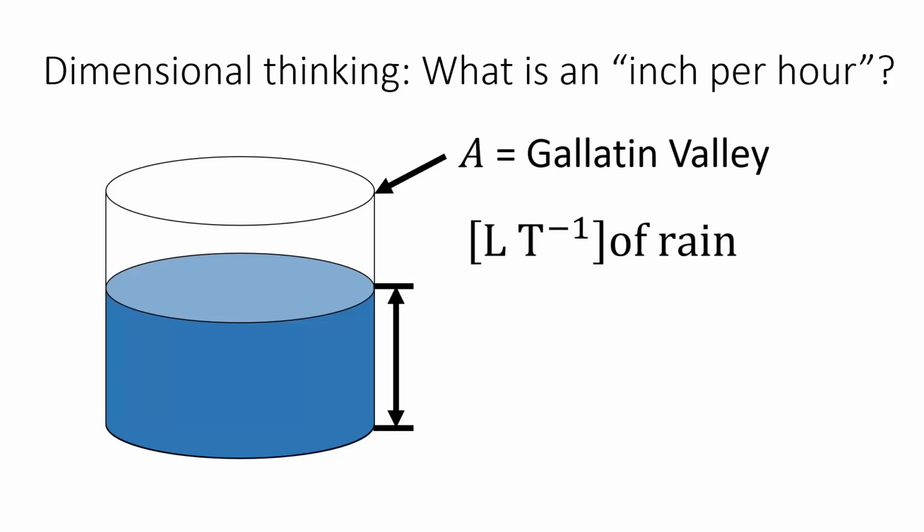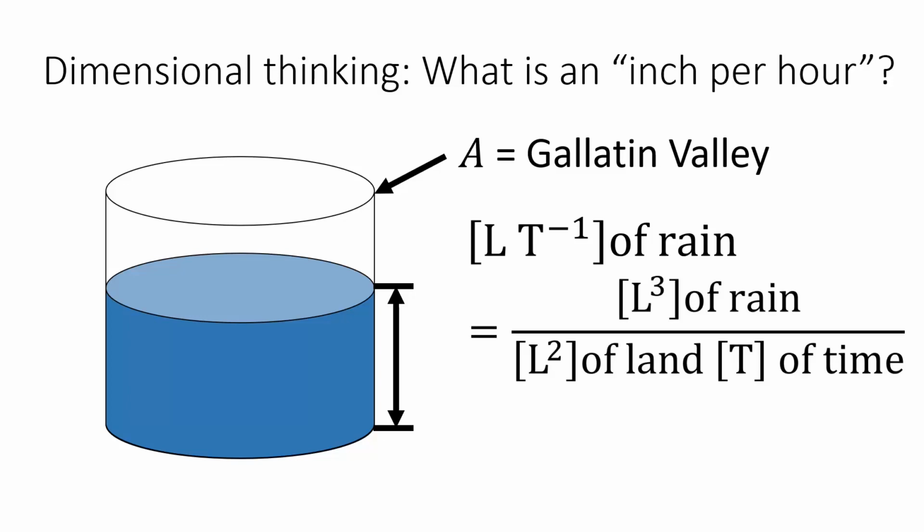This gives us the chance to think about another fundamental dimension, which is time, and we can think of an inch per hour as a length per time, which looks a lot like a velocity, but I think it's dangerous to think of this as the velocity of rain because it isn't really a velocity of rain. You don't want to think of this as the velocity of a raindrop or something like that.